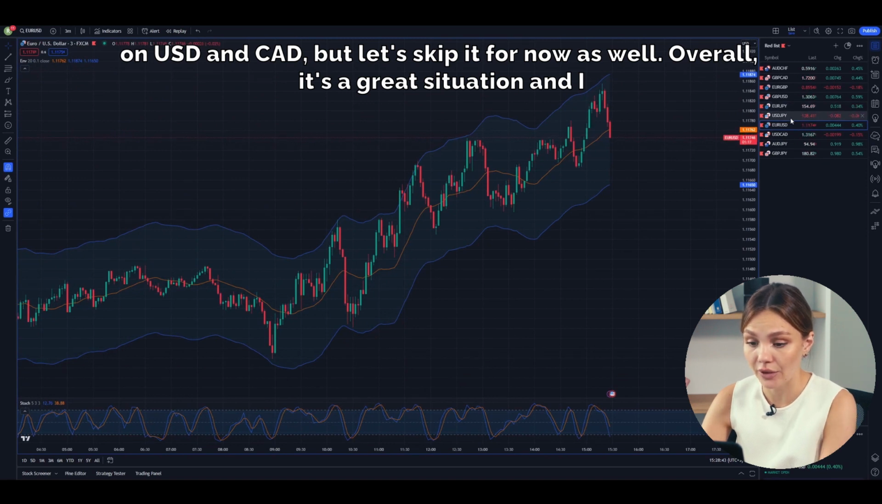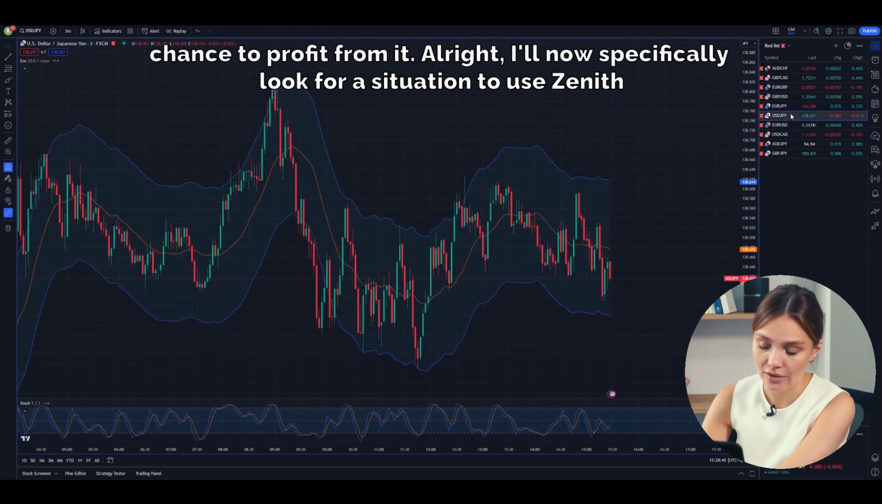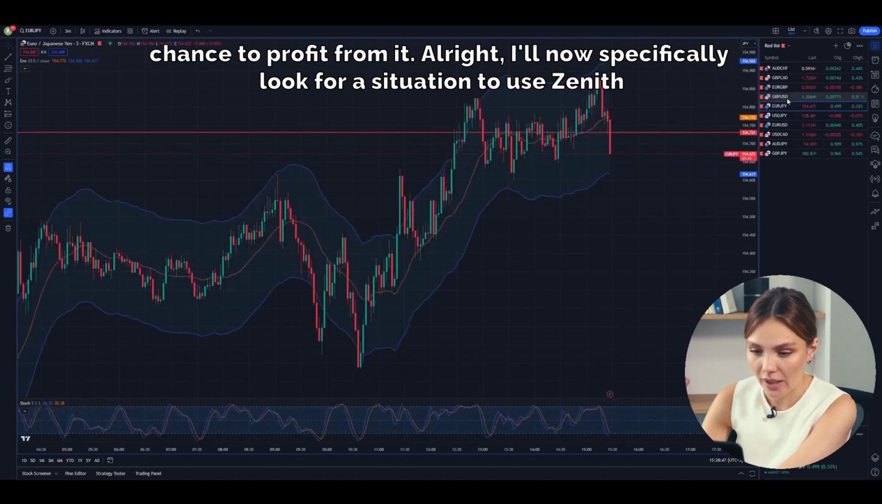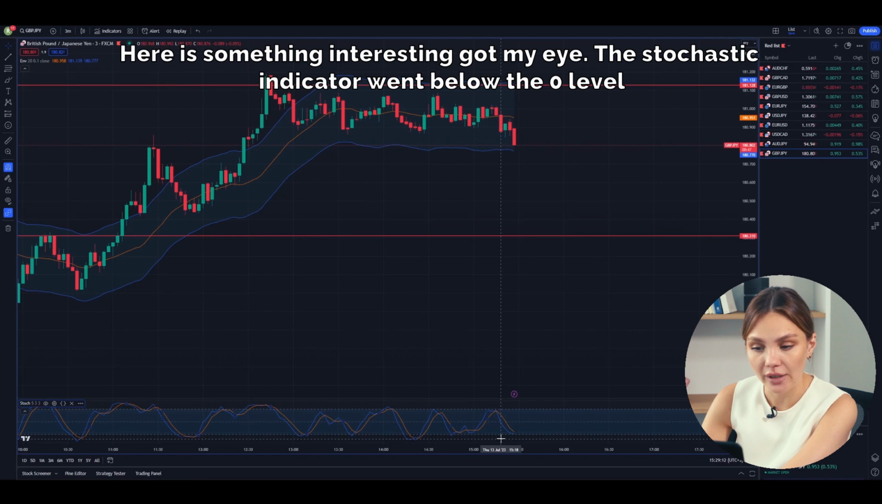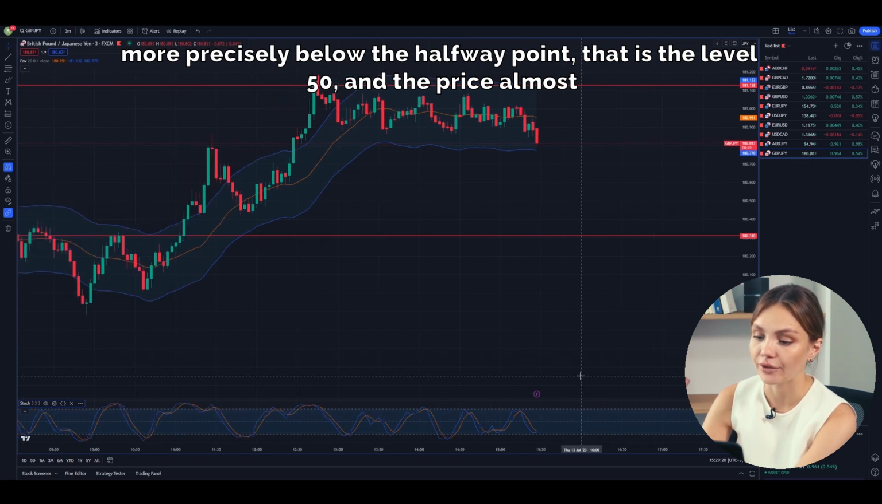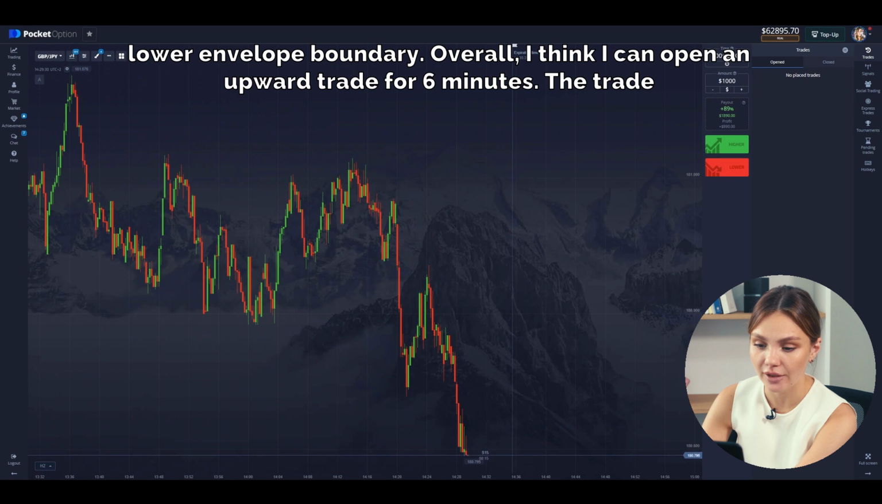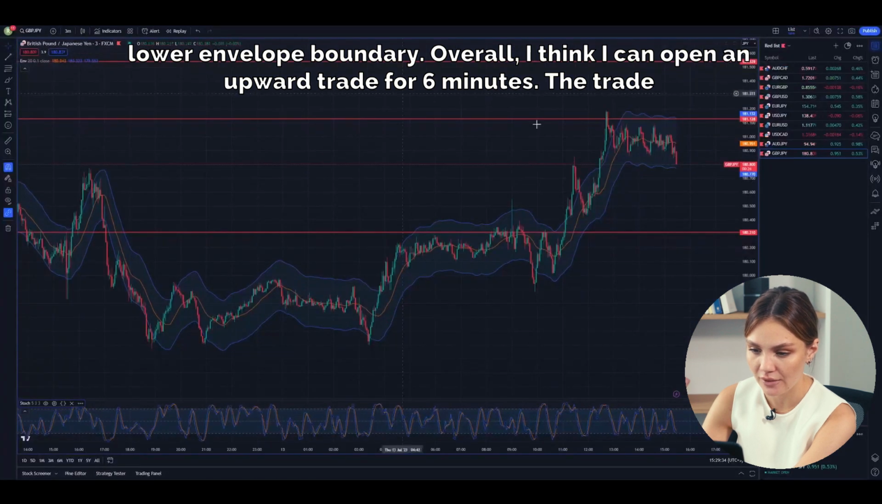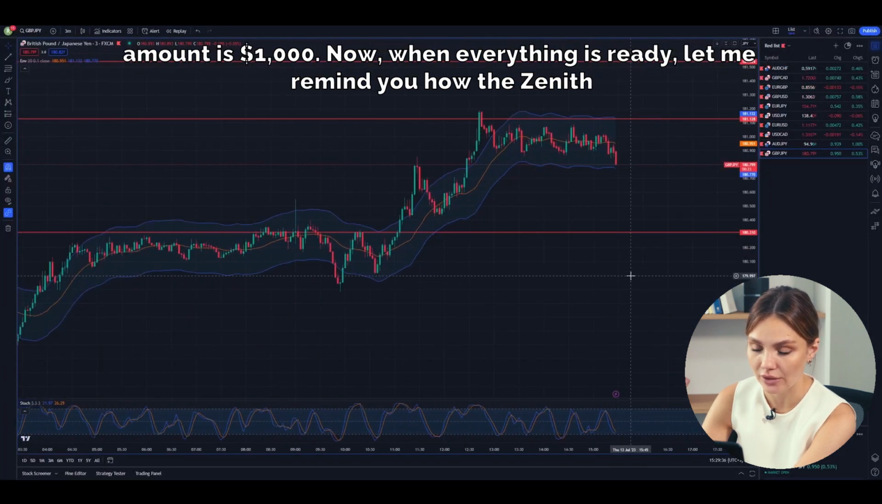Overall, it's a great situation and I have a good chance to profit from it. Alright, I'll now specifically look for a situation to use Zenith. Here is something interesting that caught my eye. The stochastic indicator went below the halfway point, that is the level 50, and the price almost reached the lower envelope boundary. Overall, I think I can open an upward trade for 6 minutes. The trade amount is $1,000.